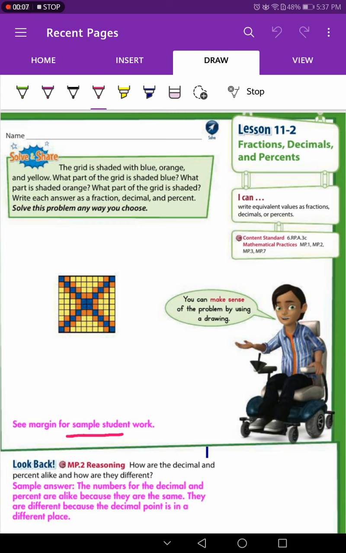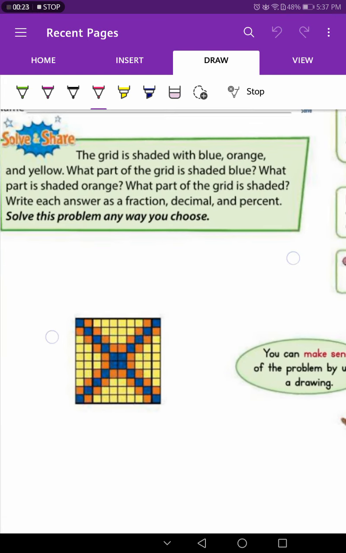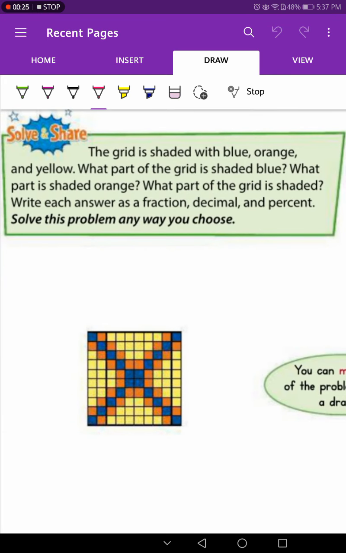Our lesson today is fractions, decimals, and percents. Our objective is how I can write equivalent values as fractions, decimals, or percents. Solve and share problem. The grid is shaded with blue, orange, and yellow. What part of the grid is shaded blue? What part is shaded orange? What part of the grid is shaded? Write each answer as a fraction, decimal, and percent. Solve this problem and when you choose.